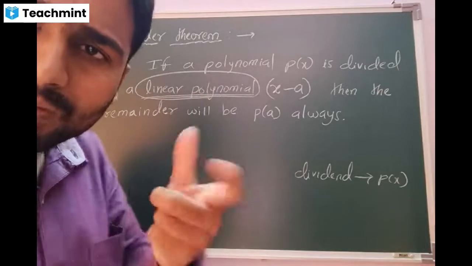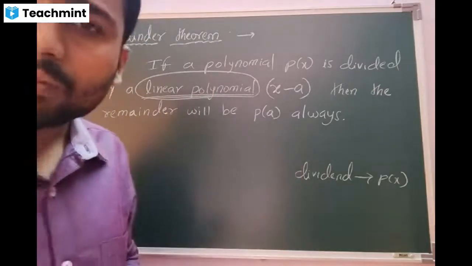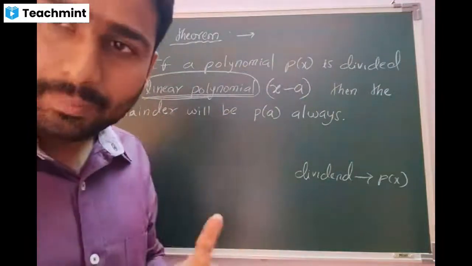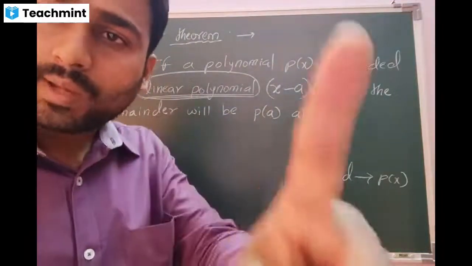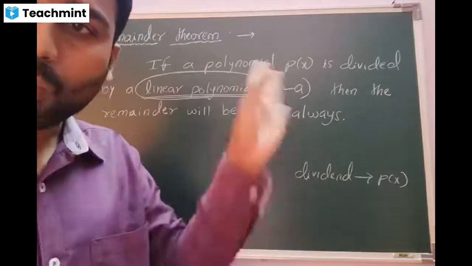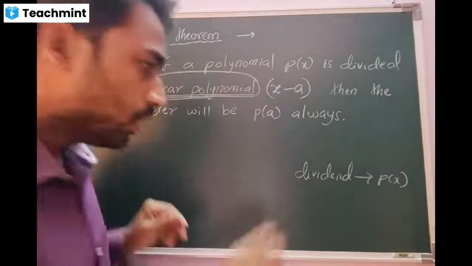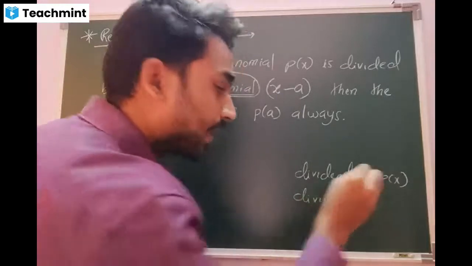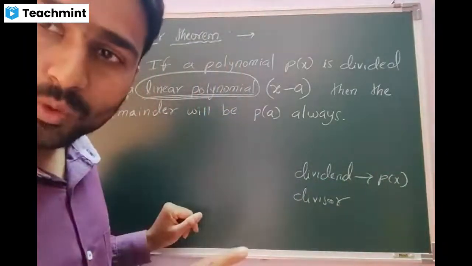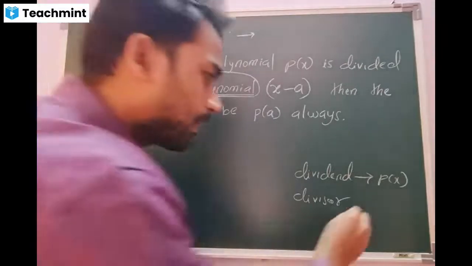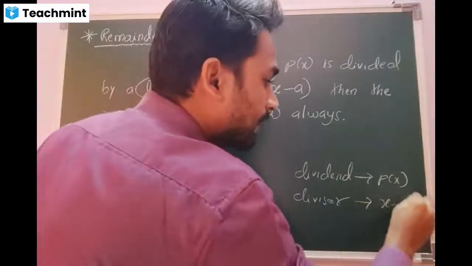Can anybody tell what is the meaning of linear polynomial? A polynomial with a degree 1, wherein the highest power of the variable is 1, not more than 1. Am I right, beta? So here, the divisor, which we are going to take, g of x, should be compulsorily a linear polynomial of the form x minus a.